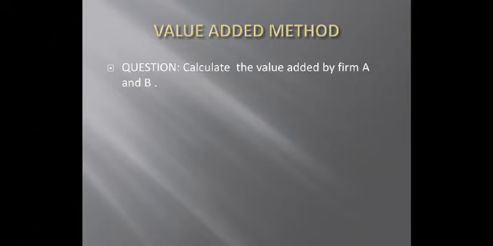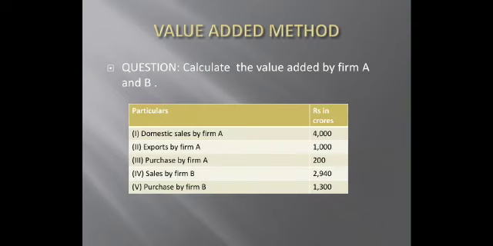Here is the question. Calculate the value added by firm A and B from the table. Here are some points given regarding the question. Particulars in rupees crore: domestic sales by firm A, 4,000. Exports by firm A, 1,000. Purchase by firm A, 200. Sales by firm B, 2,940. Purchase by firm B, 1,300.